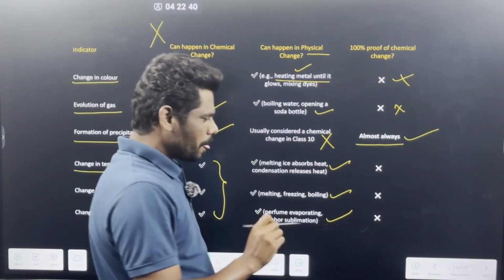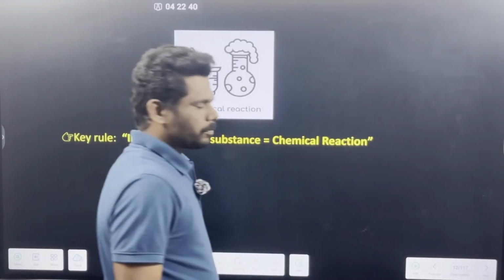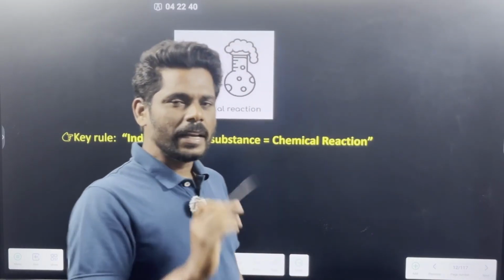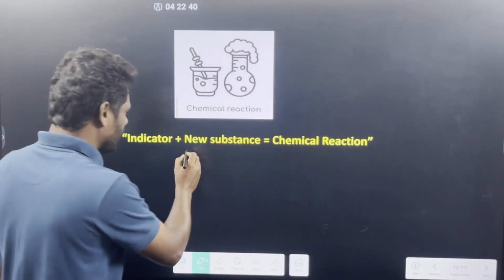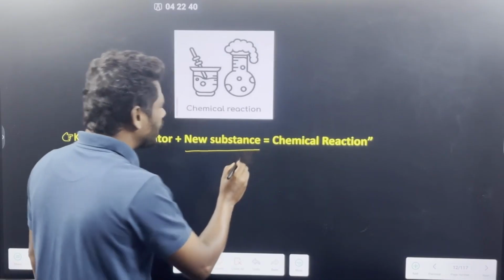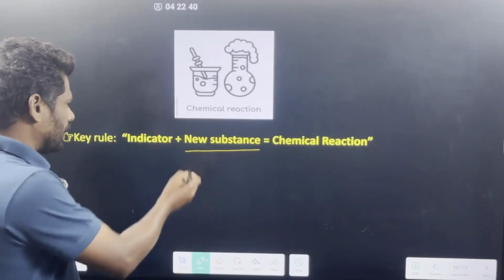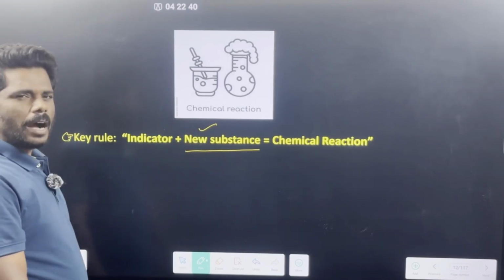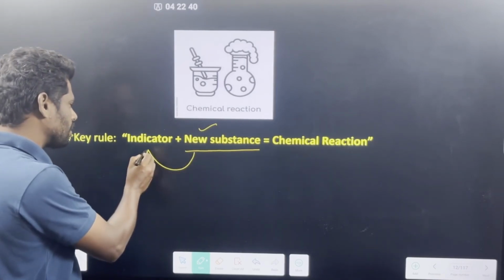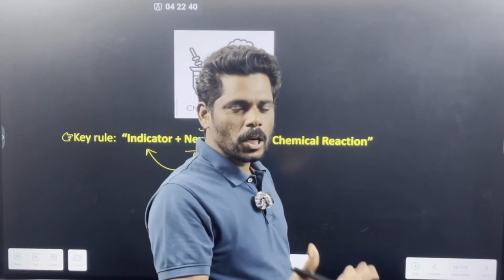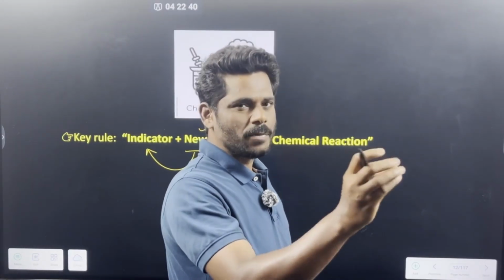So finally, before you confirm a change as a chemical change, you should not depend simply on the indicator. You have to depend on the important point, formation of new substance. When the new substance is formed, it is a chemical change, and the indicators are additional hints or clues to help you in identifying the chemical change.